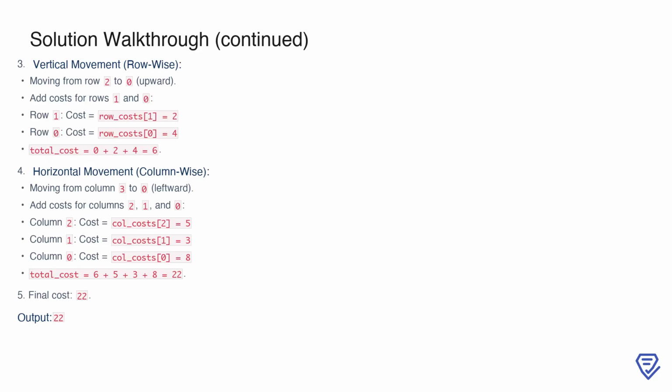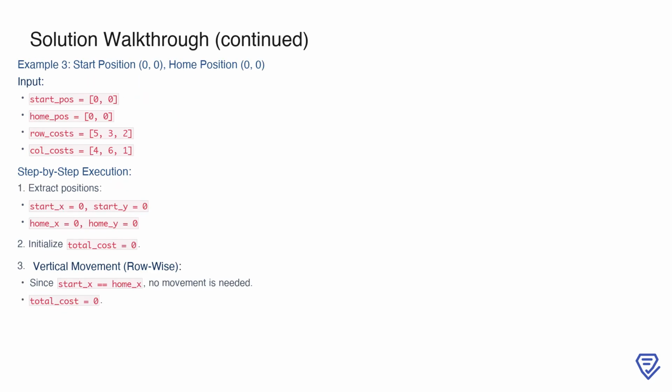Column 2 has a cost of col_costs[2] equal to 5, column 1 has a cost of col_costs[1] equal to 3, and column 0 has a cost of col_costs[0] equal to 8. Adding these values to the total cost results in 22. Thus, the final cost for this example is 22.